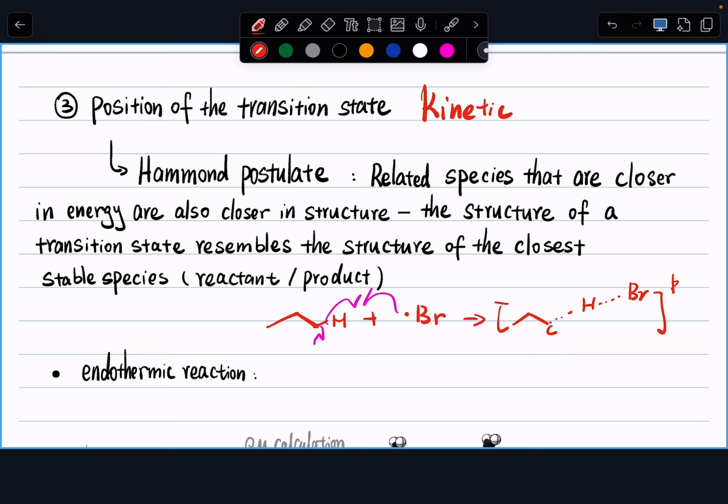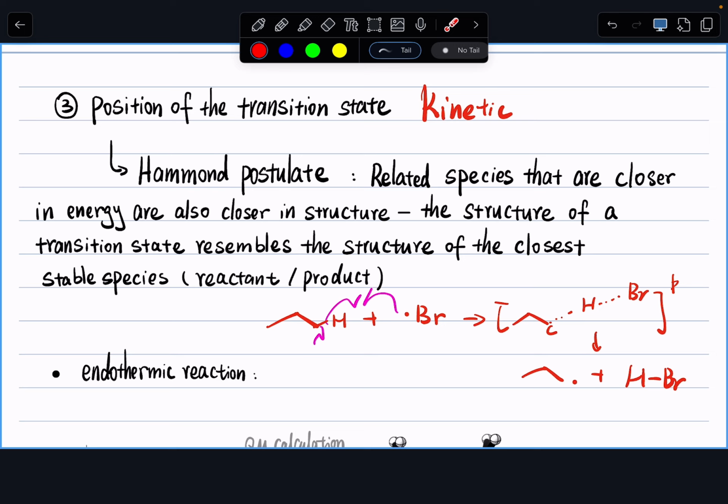And the product of this elementary step will be my primary radical and HBr. So in this statement, when we're saying the transition state resembles the structure of the closest stable species, reactant or product, we're talking about the reactant and the product of this elementary step, not the overall reaction.